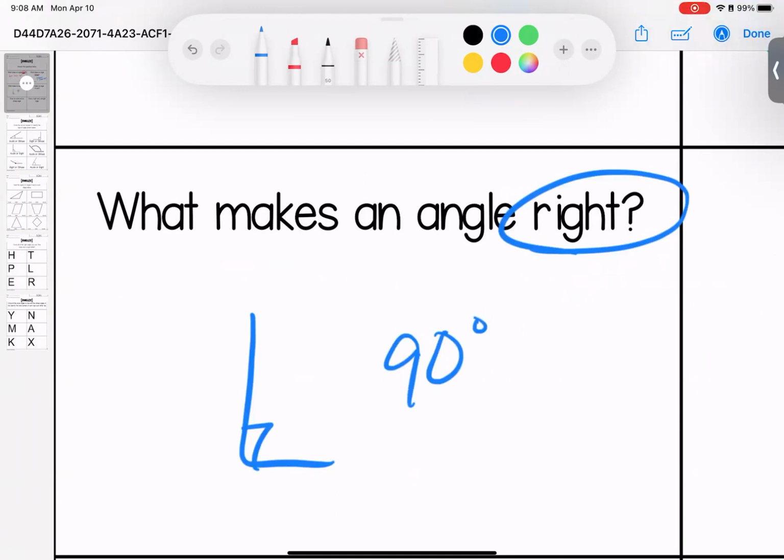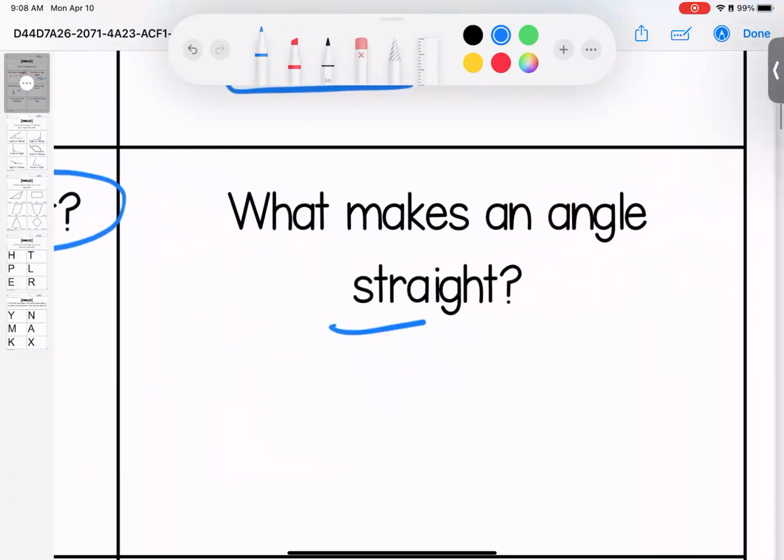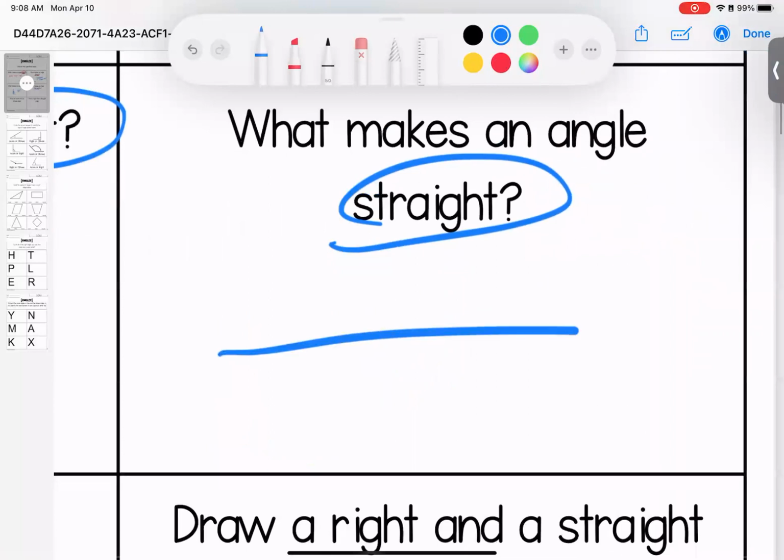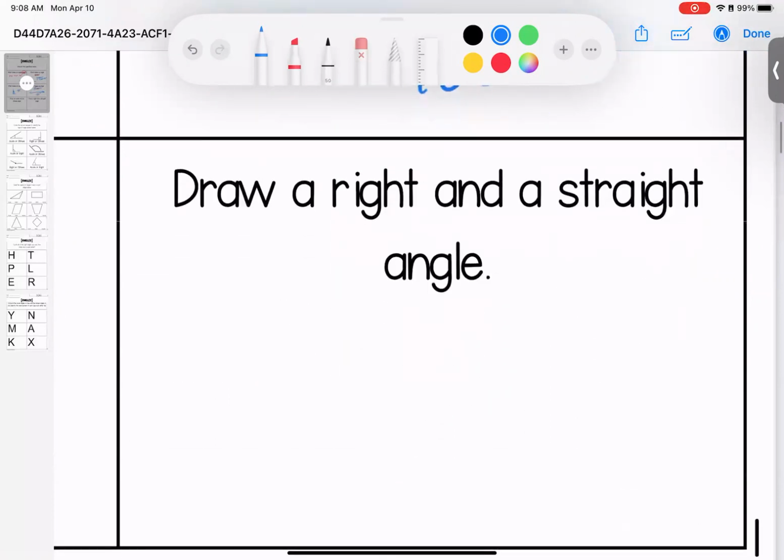Now, we've talked about acute little angles, those pinchy grandma angles. We've talked about obtuse angles, which we joke are vacation angles. We can lay back and relax. We have the right angle, the right way to sit at the table with a nice straight back. And then we also have our straight angles. Remember, our straight angles make a straight line. They are 180 degrees.